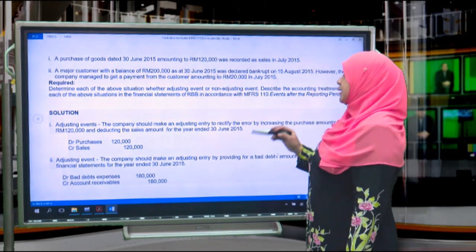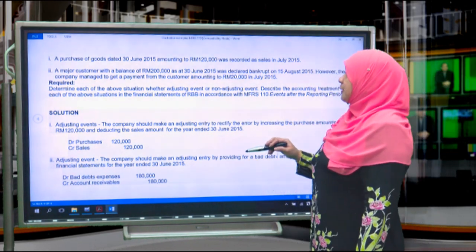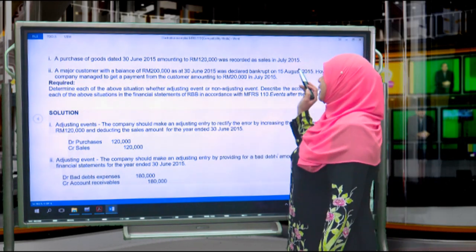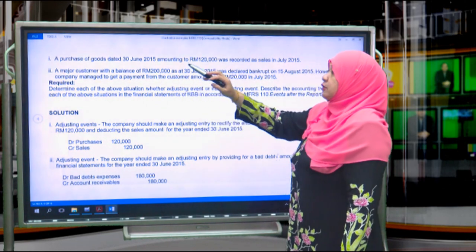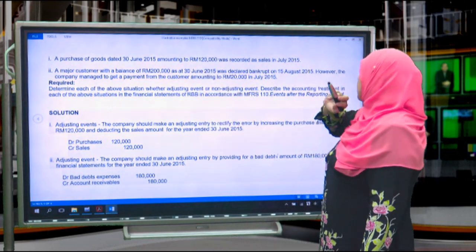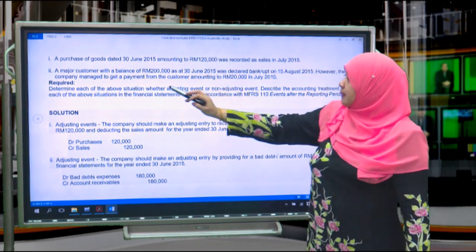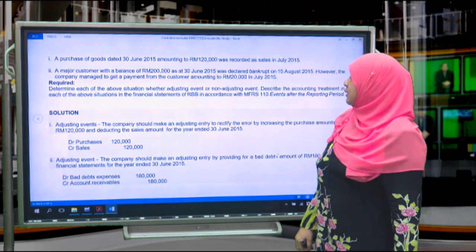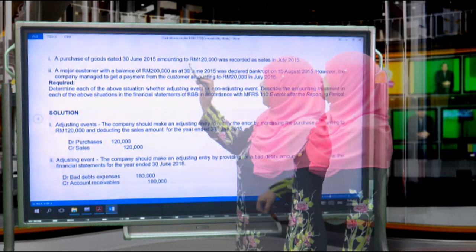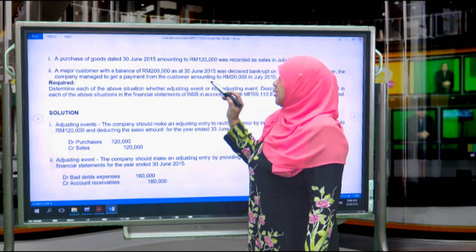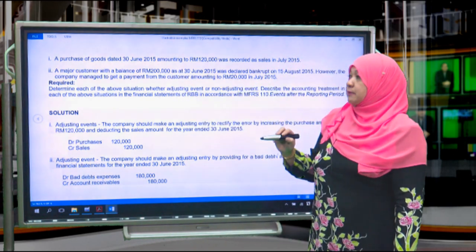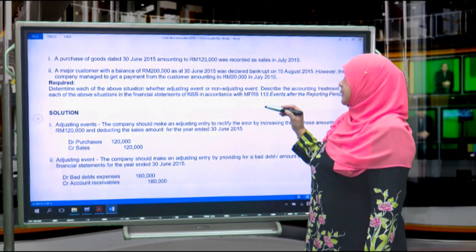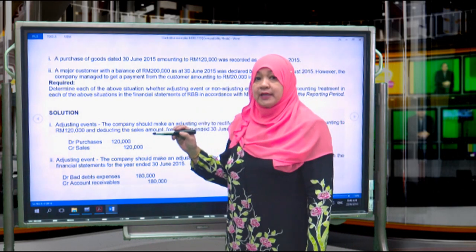Again, this is an adjusting event. It occurs between the period of 30th June 2015 up to 1st September. So, we need to adjust this because it is related to adjusting events, right? However, the company managed to get a payment from the customer amounting to 20,000 in July 2015, right? So, out of this 200,000, the company managed to get 20,000, meaning that 180,000 will be considered as bad debts. So, in this case, we are going to recognize that 180,000 as bad debts.